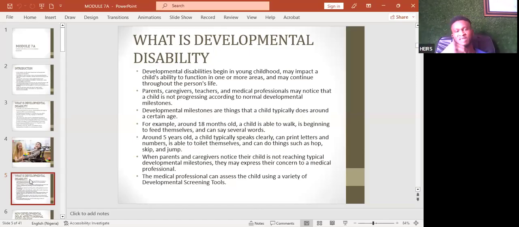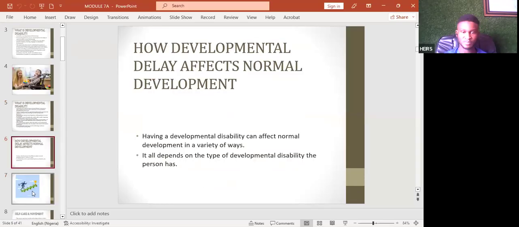Now, when parents and caregivers notice that this child is not reaching typical developmental milestones, they may express their concern to a medical professional. So at this stage, when you see that your child is not exhibiting those characteristics that a child of their age should, of course, please seek medical attention. Now, the medical professionals can assess the child by using a variety of developmental screening tools.